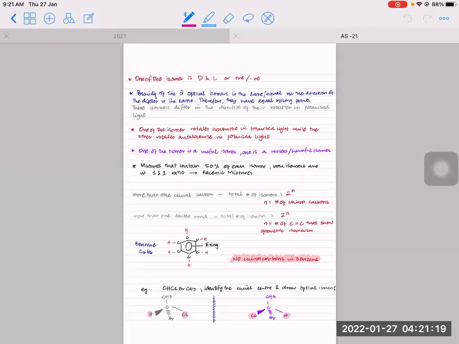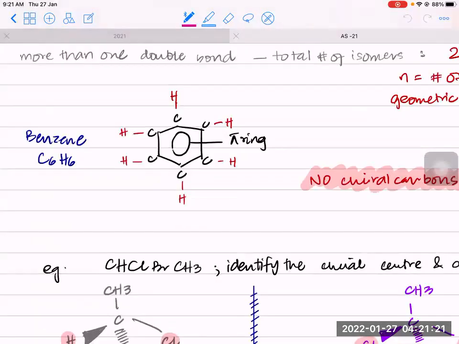We saw chiral carbon using structural formulae, and we also saw how in displayed formulae you could identify chiral carbons. I told you benzene has no chiral center or chiral carbon. Now let's see how we will identify chiral carbon in ringed structures, and then we will go over the homework questions, all right?